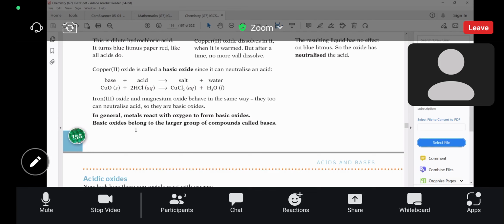Now here we have 3 oxygen and here we have 1 oxygen, so we need to multiply it by 3. Now what is the number of hydrogen? Here we have 6 hydrogen, here we have 6 hydrogen.